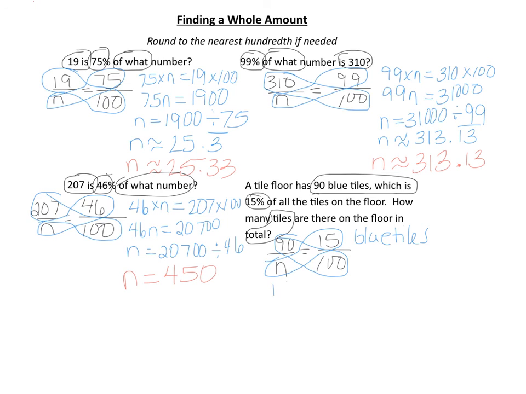If you were to mess this up, it would be because you put the 90 in the wrong spot, I hope, and not the 15. 15 being the percent, there's only one spot for it no matter what. We do 15 times n, which is 15n. We do 90 times 100, which is 9,000. We then divide 9,000 by 15. And that tells us that n is going to equal 600 tiles on the floor.